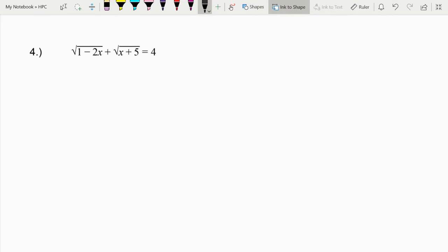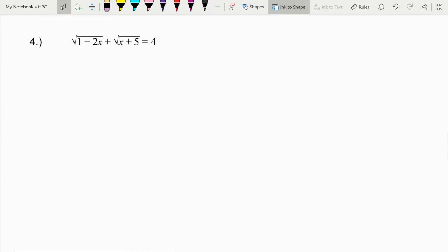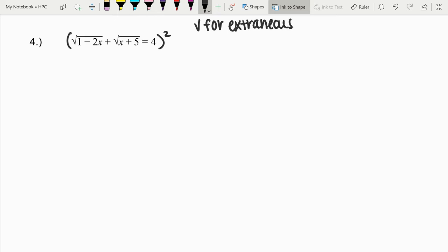Okay, moving on to example number 4. Number 4 does involve quite a bit of algebra, so leave yourself some room. The first thing we are going to do is square both sides of this equation. Since we are squaring it, we do need to check for extraneous solutions. If I square both sides of this equation, we're going to have the square root of 1 minus 2x. Sorry, I don't want that parenthesis there.